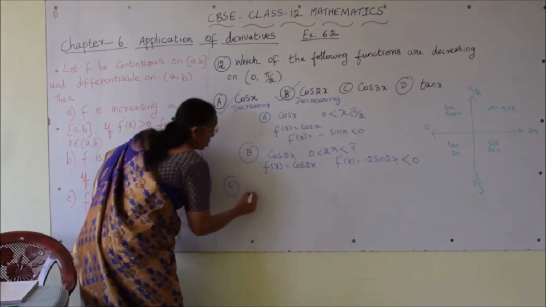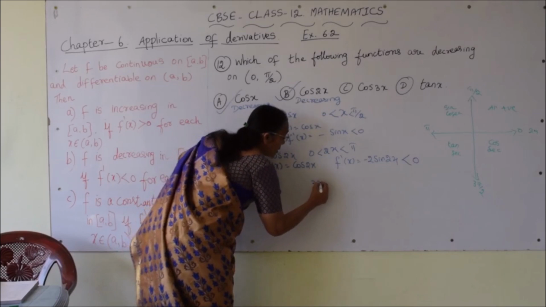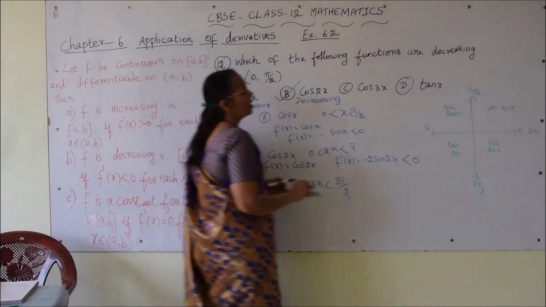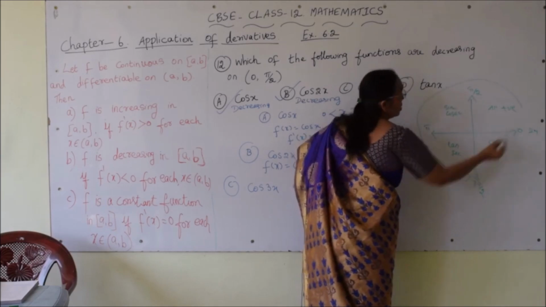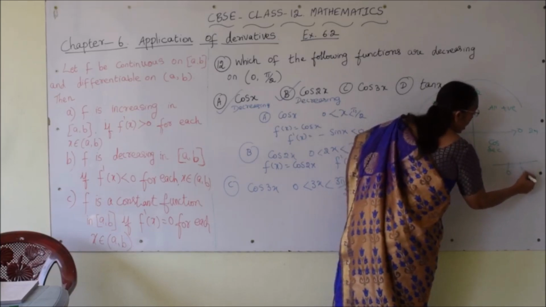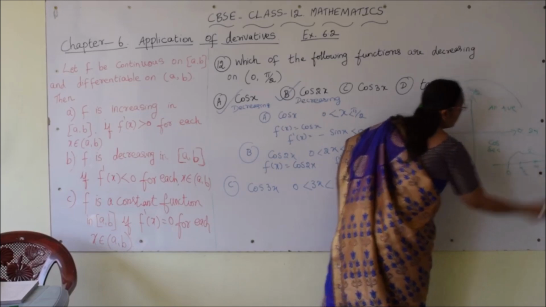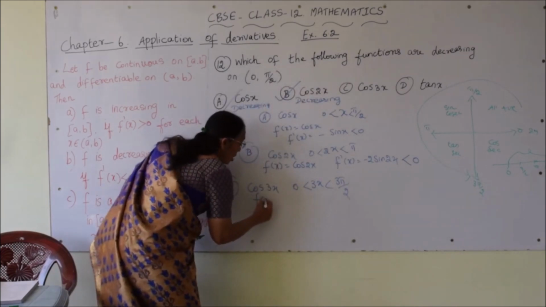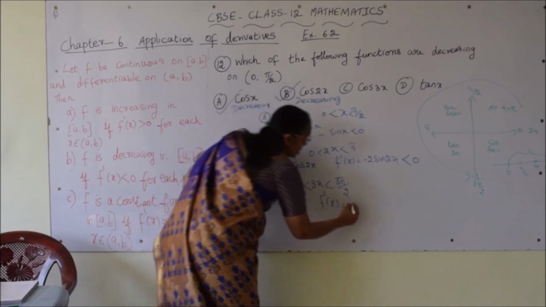Now, C bit, cos 3x. Now, x is between 0 to pi by 2, which implies 3x is between 0 to 3 pi by 2. So, we have to check the function from 0 to 3 pi by 2. 0 to pi by 2, then pi by 2 to pi, then pi to 3 pi by 2. So, we have to check this whole interval whether the function is increasing or decreasing. Now, f of x is cos 3x, f dash of x is minus 3 sin 3x.